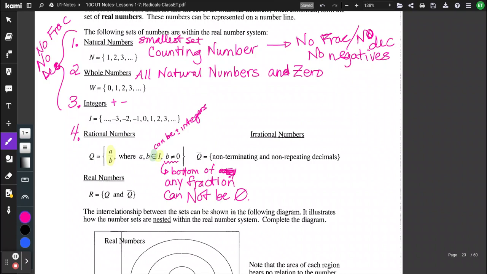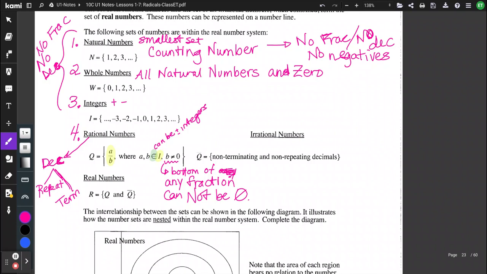Then we get irrational numbers. With the rational numbers, we know we get decimals and fractions, but on the other side, we don't get fractions. We only get decimals. Now let's differentiate the decimals. If I talk about rational numbers, there are two kinds of decimals I get: the repeating or the terminating. So they're going to repeat or terminate. That's the kind of decimals you're going to see in rational numbers.